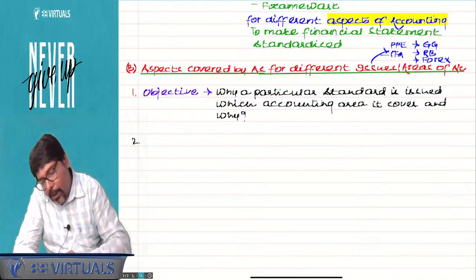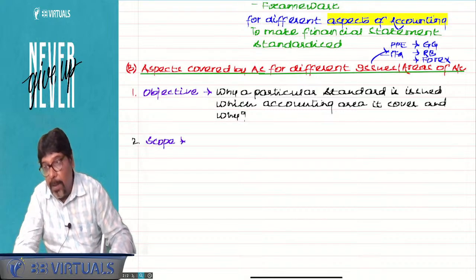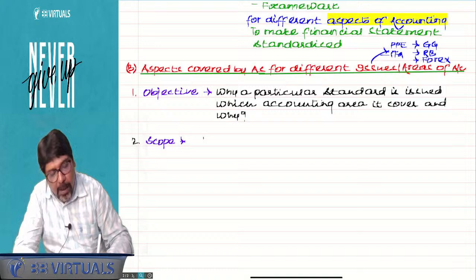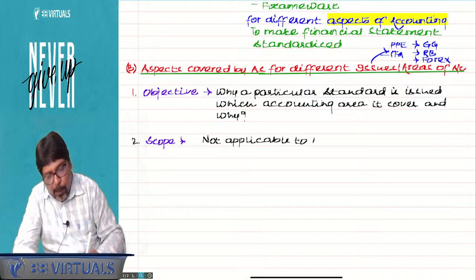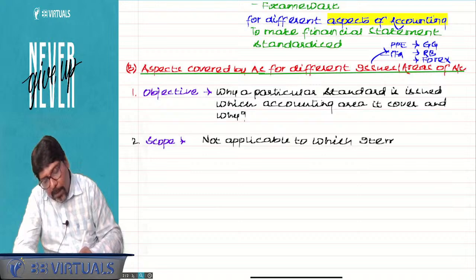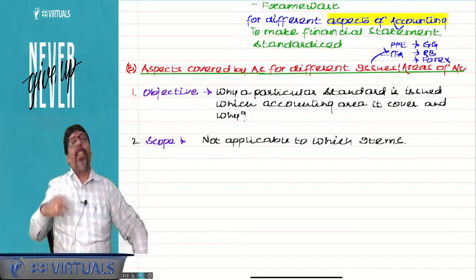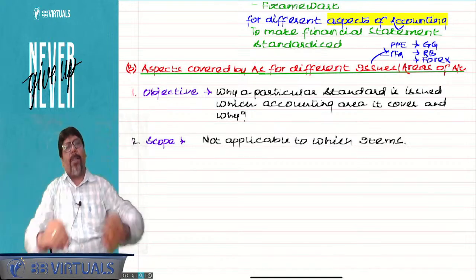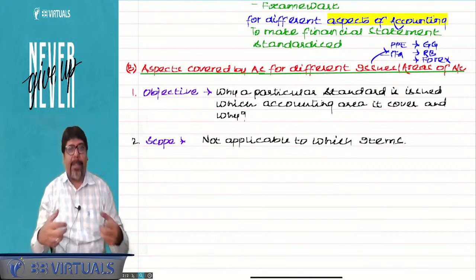Second, scope: not applicable to which items? Now, chartered students, understand this very carefully. Not applicable to which items? For example, I have written a standard on inventory. So it is not applicable to what? Some common sense. Apart from inventory, it is not applicable to anything. Correct? No. Let's apply a little more sense. If it was that easy, no.